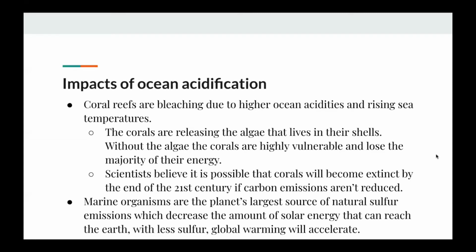And scientists believe it's possible that corals will become extinct by the end of the 21st century if carbon emissions aren't reduced. And marine organisms are the planet's largest source of natural sulfur emissions, which decrease the amount of solar energy that can reach the Earth. And with less sulfur, global warming will accelerate. Sulfur protects the Earth by cooling it, and it's not a greenhouse gas, so it doesn't go into the atmosphere and increase the temperature.